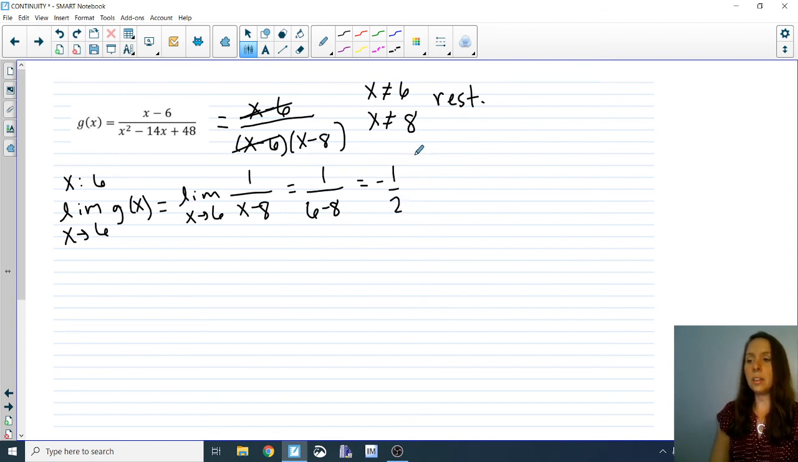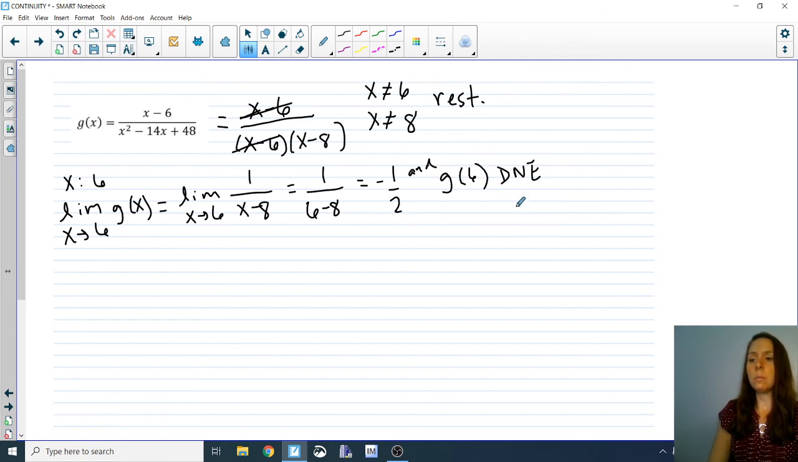So again, we didn't need to set up a left-hand limit and a right-hand limit, because we could use the simplified form of g of x to sub 6 in, and it worked. That is our limit value at x equals 6. And we already know that g of 6 does not exist. We know that because it's a restriction. If it's a restriction, the function value doesn't exist.